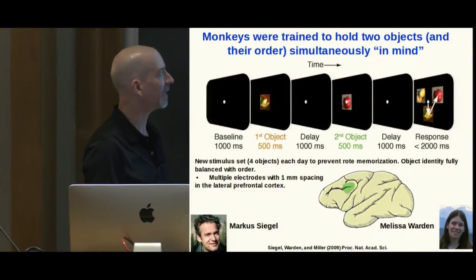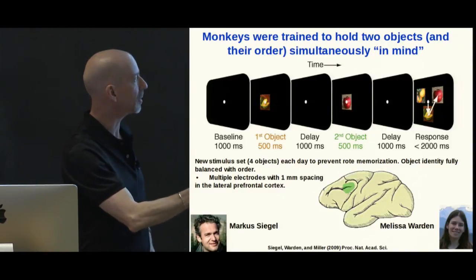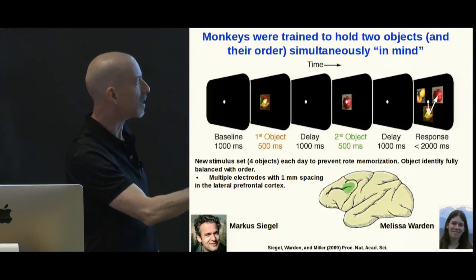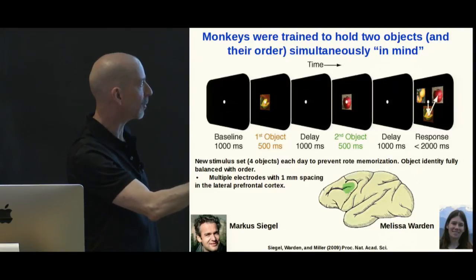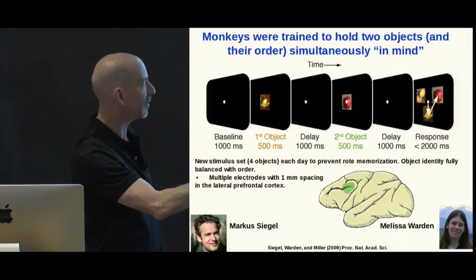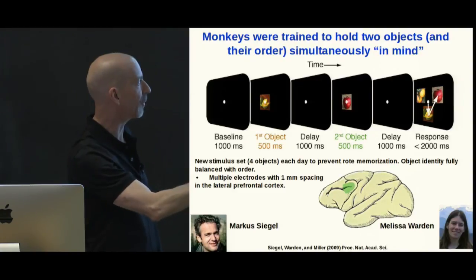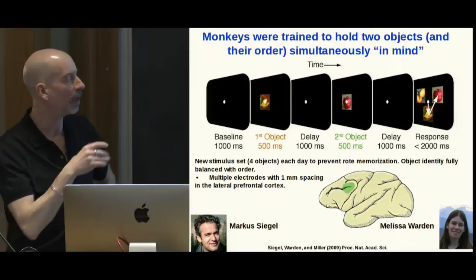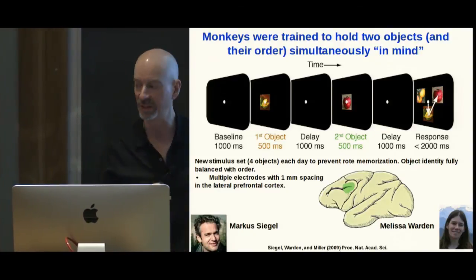And in this experiment we recorded from multiple electrodes in the lateral prefrontal cortex, shown here in the shade. This is a monkey brain here. The monkey's eye would be looking out this way. So this is the lateral prefrontal cortex along the principal sulcus. The recording sites are in the posterior part of the lateral prefrontal cortex near the frontal eye fields. And we recorded from electrode arrays with 1 millimeter spacing.